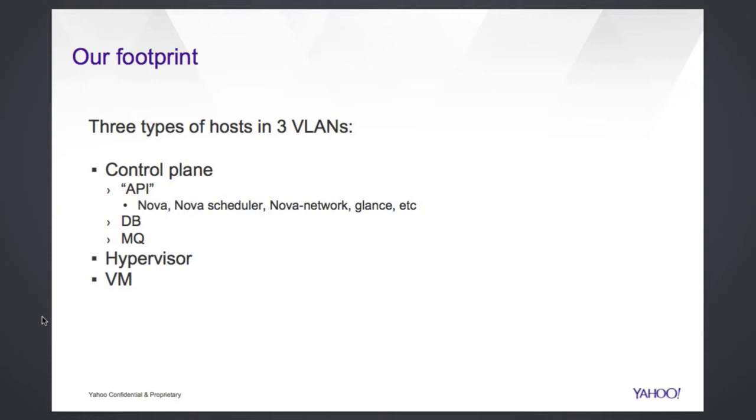In the middle of the mountain, on a separate network partition, are the hypervisors. And at the bottom of the mountain are the VMs, and they are on a 3rd VLAN entirely.